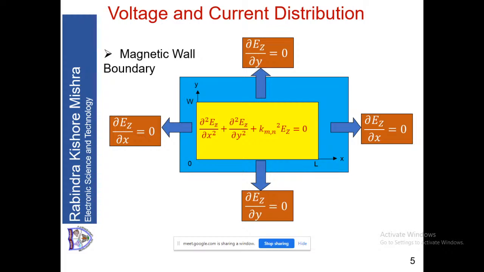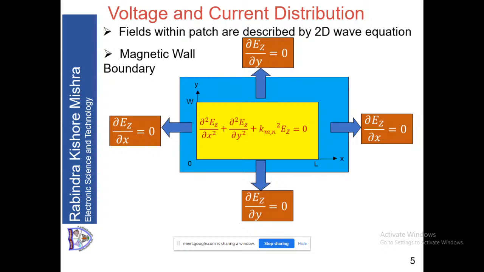So you can see on the four walls the derivatives are 0. ∂Ez/∂y is equal to 0 when y is equal to 0 and y is equal to W, which means there is no variation along y. Similarly, ∂Ez/∂x is equal to 0 when x is equal to 0 or x is equal to L. Now, using this and the 2D wave equation within the domain of the patch, together with the boundary conditions, the fields within the patch will have a solution similar to the solution of a waveguide.